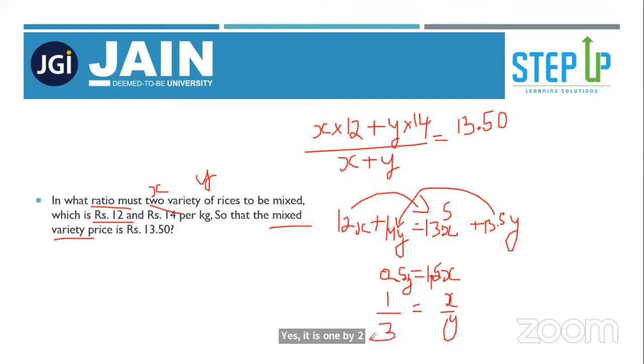So at last, Abraham was the only person to get it. That was great. So 1 is to 3. The first variety is X. The second variety is Y. Jimmy also got it. That's nice.